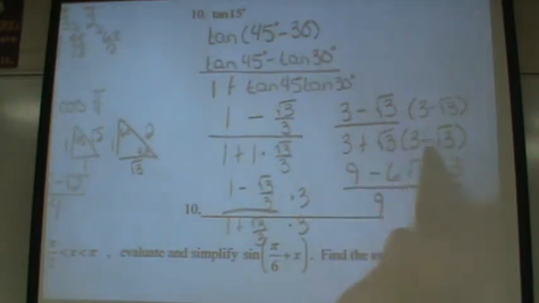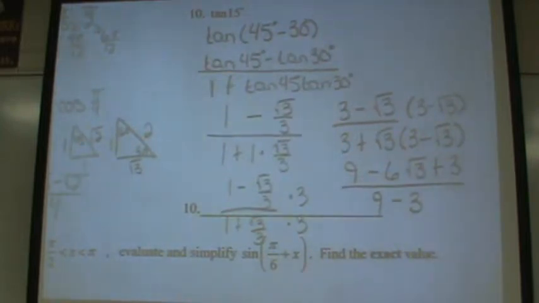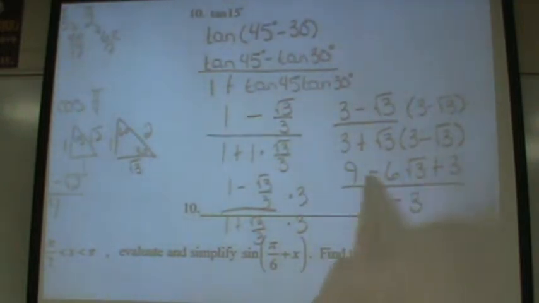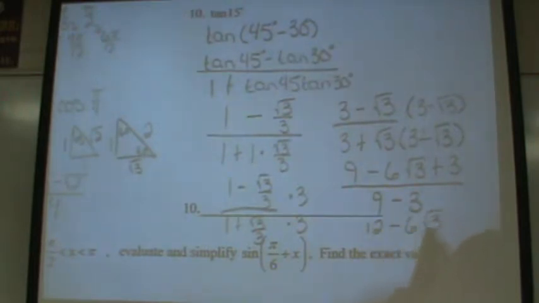This is the difference of perfect squares, remember, so you just have to take your firsts, which is 9, times your lasts, which is going to give you positive root 3 times negative root 3, which gives you minus 3. This then simplifies when you combine like terms on the top. You get 12 minus 6 root 3, and that's all over 6. 9 minus 3 gives you 6.